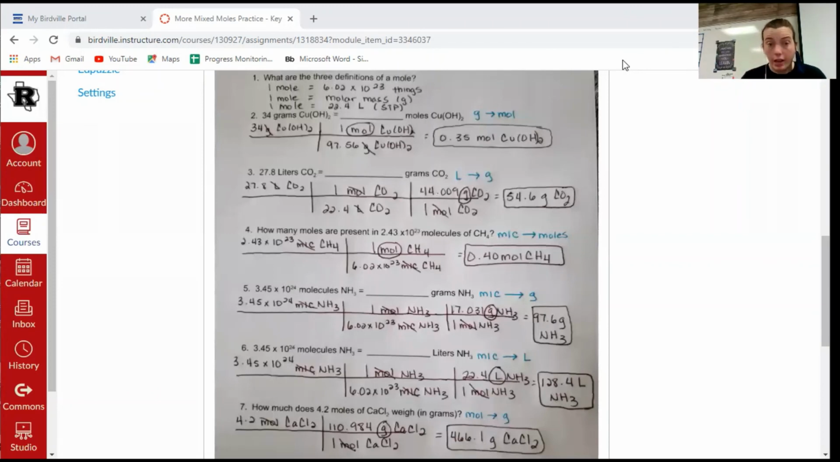Hey guys, here's the answer key. So work on these problems on your own, but then double check to make sure that you have everything right. You can see here where it's labeled what the problem is asking for. You can see how the units cancel out, and then you can see your final answers. Take your time, work through this, ask us for help if you need it. We're here for you.